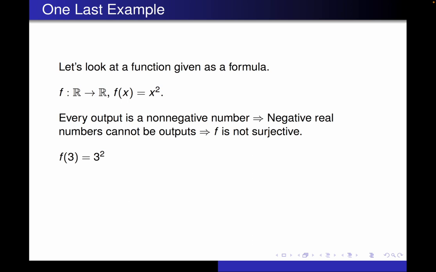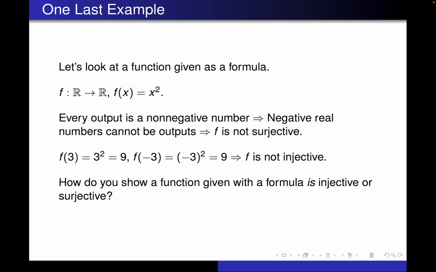Now looking at the issue of being injective, notice that when we take f of 3, we square 3, you get 3 squared, which is equal to 9, which is fine. But also, if you plug in the input -3, if you square -3, the negatives cancel, and that also gives you 9. So what we have here is two inputs, 3 and -3, that give us the same output, which means that f is not injective.